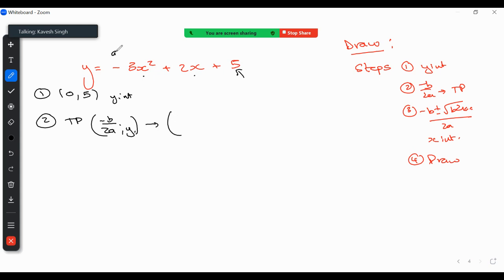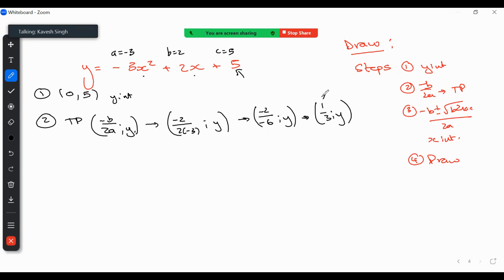So I can see a equals negative 3, b equals 2, and c equals 5. So negative 2 over 2 times negative 3, which brings this into negative 2 over negative 6, which is the same as 1 over 3. So that's my x value. I'm now going to put that 1 over 3 in there and get my y value. And it's going to become negative 3 times 1 over 3 squared plus 2 times 1 over 3 plus 5, which will help me to get that coordinate there.